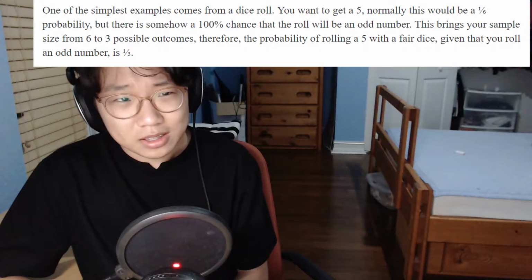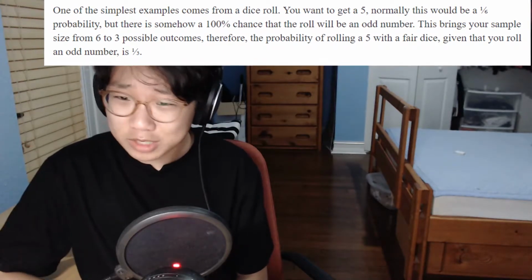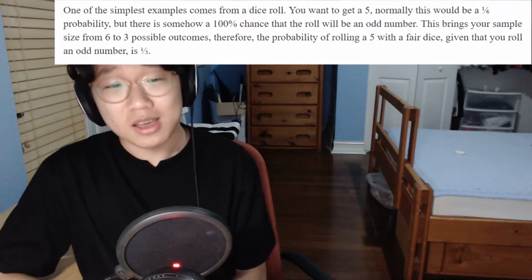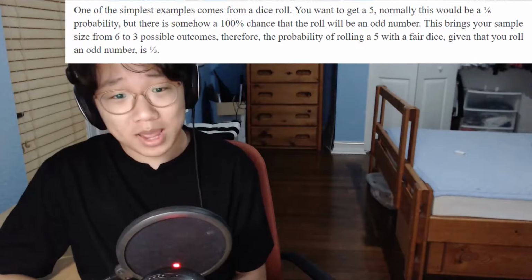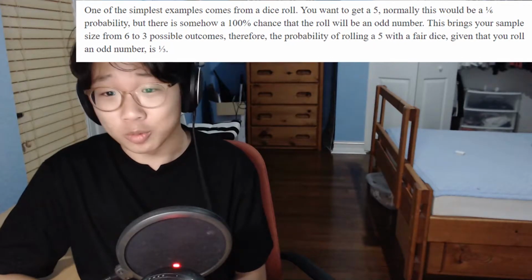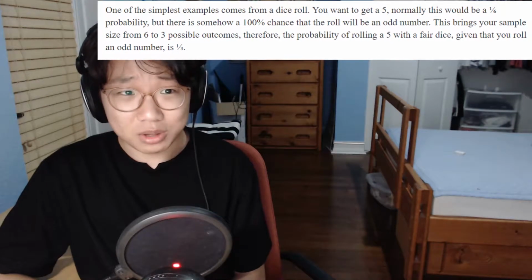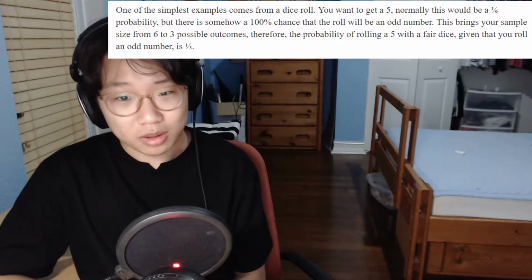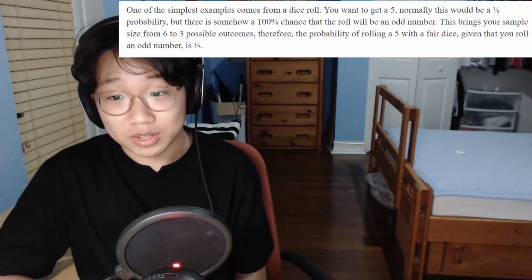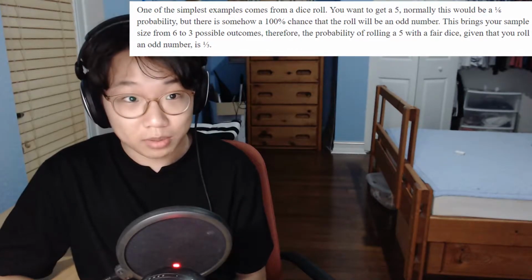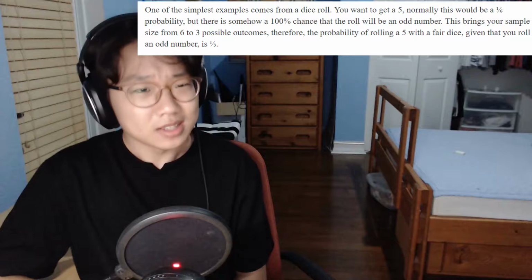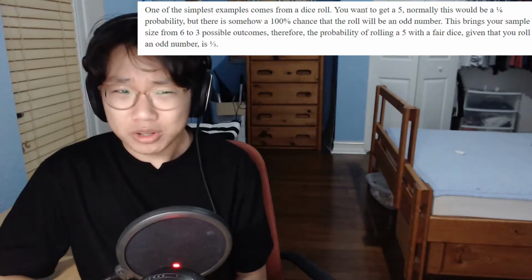So, how do I solve questions with conditional probability? Well, one of the easiest I can give you comes from a dice roll. You want to get a 5. Normally this will be a 1 in 6 probability, but in this case there's somehow a 100% chance that the roll will be an odd number. This brings your sample size from 6 to 3 possible outcomes. Therefore, the probability of rolling a 5 with a fair dice, given that you roll an odd number, is 1 over 3. Well, how did you do that?